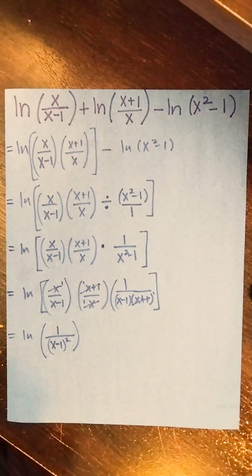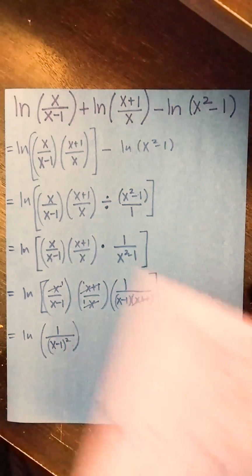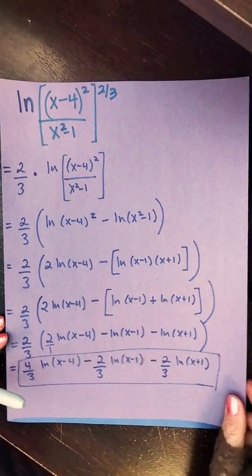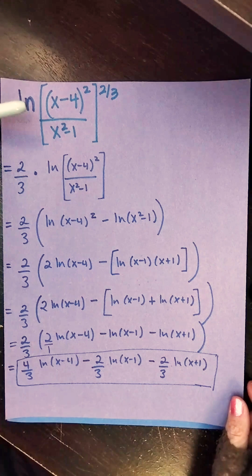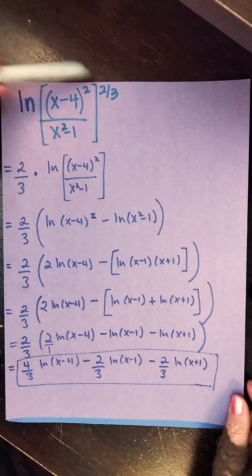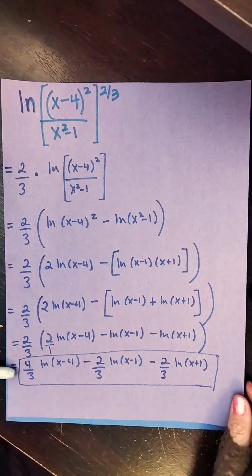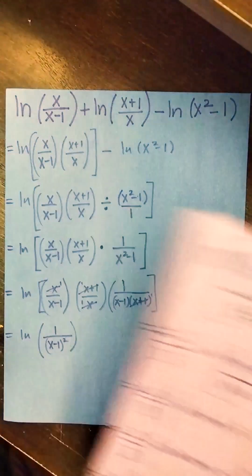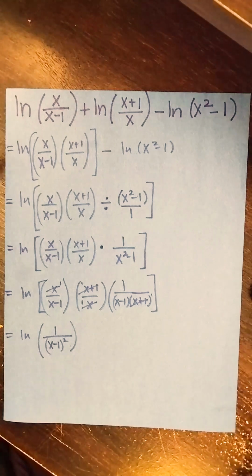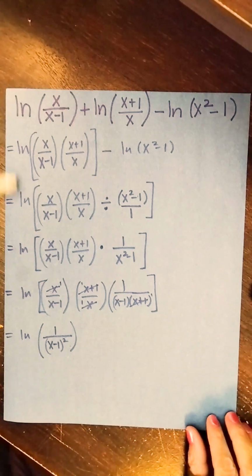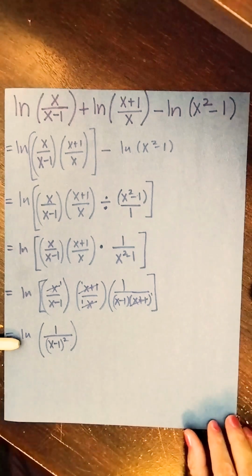But yeah, that is all I have for now. We did one example where we expanded. We just had the natural log of something and we expanded it out. And we wrote it as a sum and or difference of logs. And then we did one where it was expanded and we wrote it as one log.